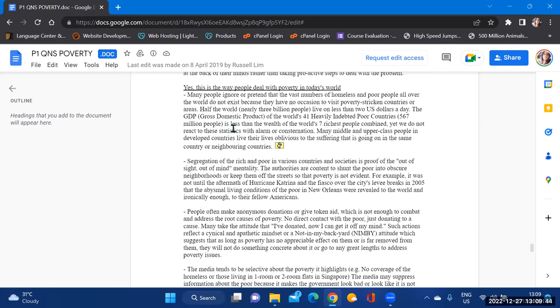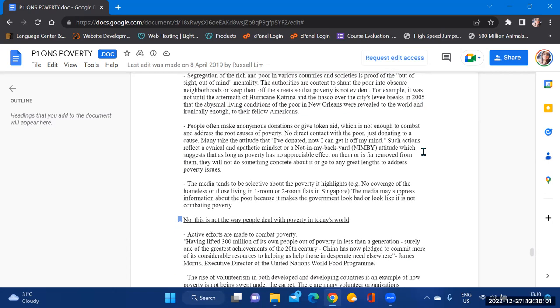And then some statistics. And it could be said that many upper middle-class or upper-class people in developed countries live their lives oblivious to the suffering that's going on in the same country or neighboring countries. And then the segregation of the rich and poor in various countries and societies is proof of the out of sight, out of mind mentality.